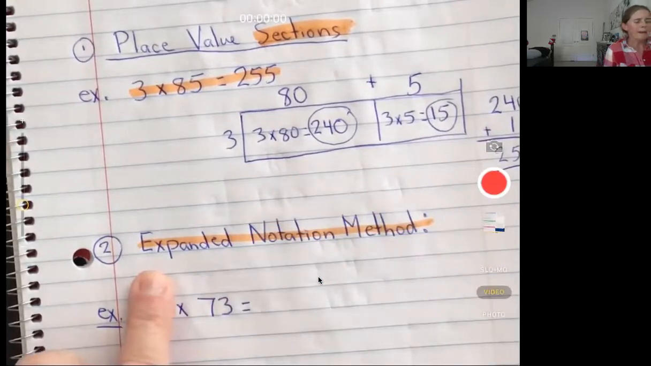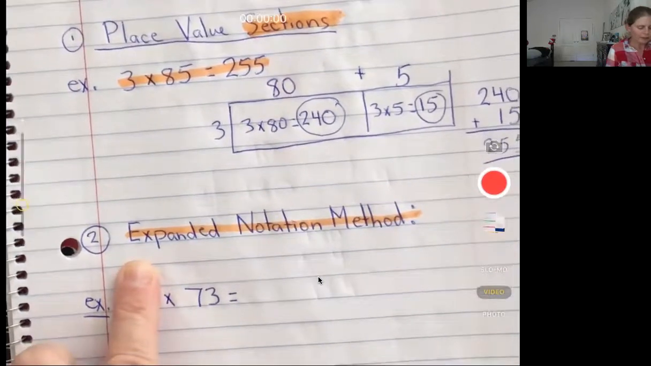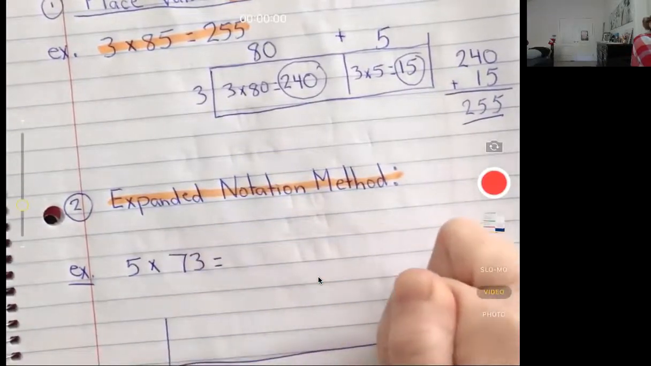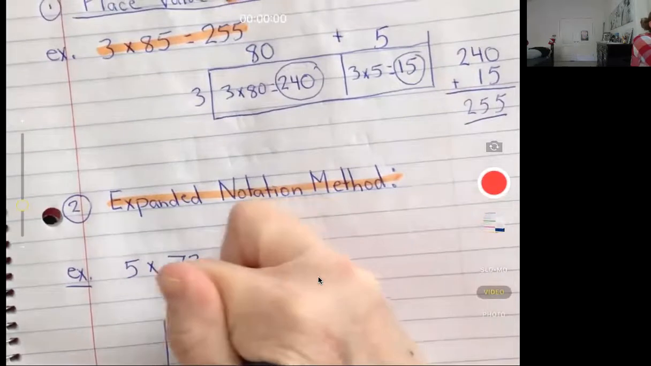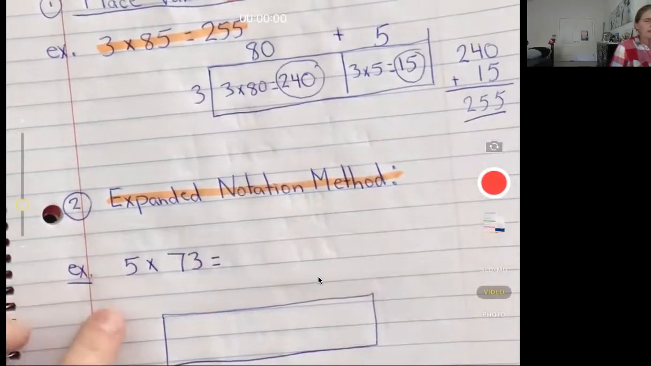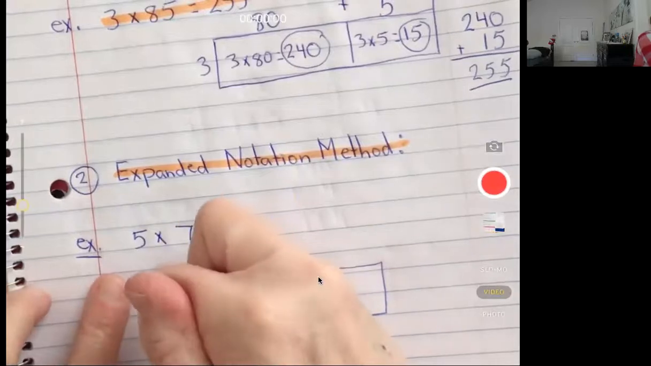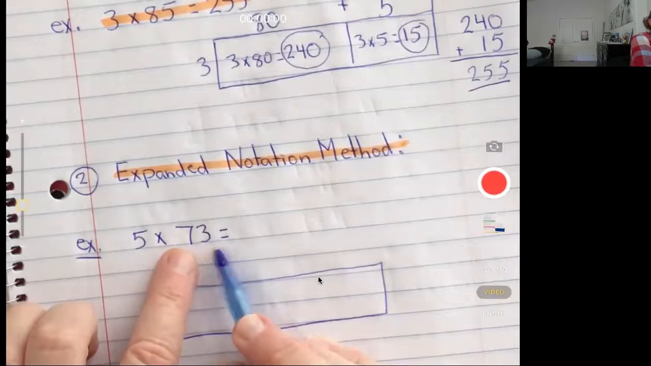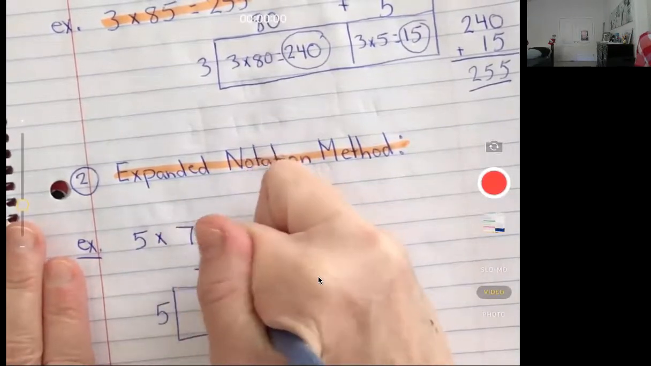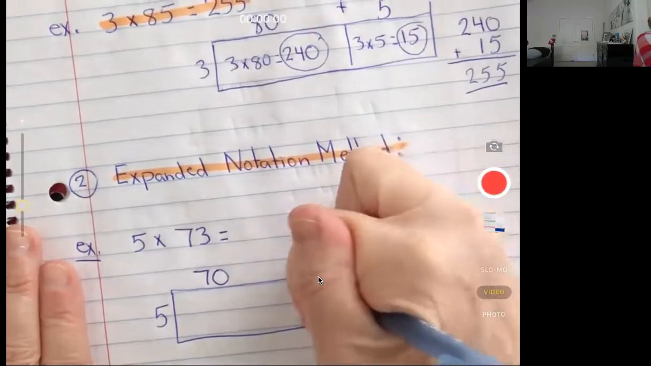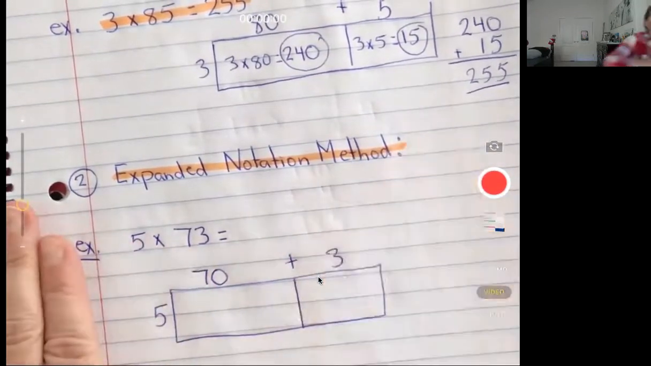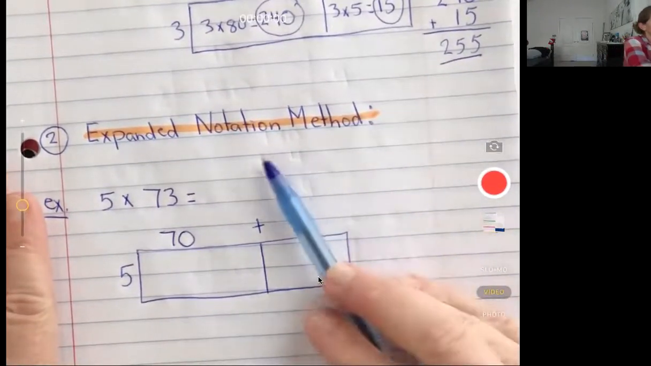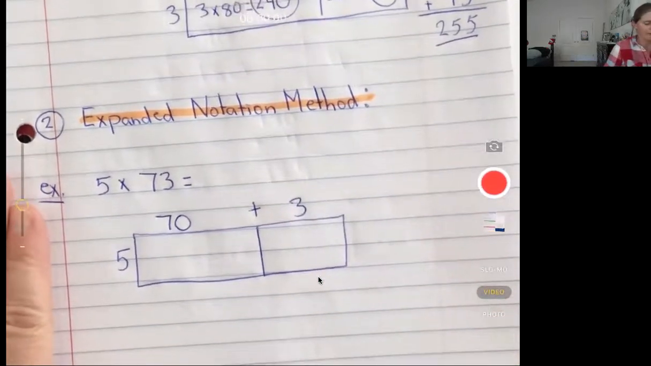When I use expanded notation method, it's going to look exactly the same. I'm still going to draw my area model. So I will draw my rectangle. And I'm still going to put it into sections. So my 5 is going to go down here. Then I'm going to look at my number in the tens and I'm going to break this up. 7 tens is 70, plus the leftover ones is 3. Okay? I'm going to use this space over here to show this expanded notation method.